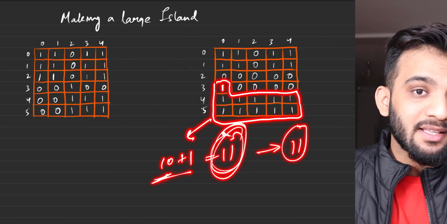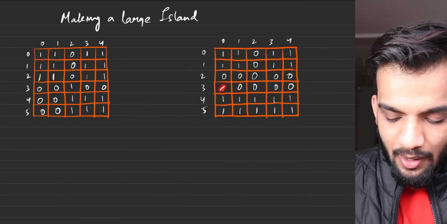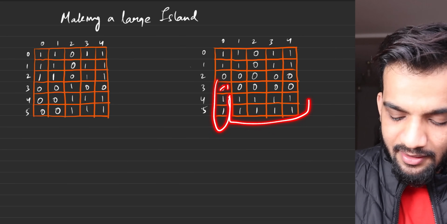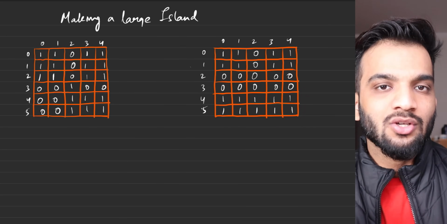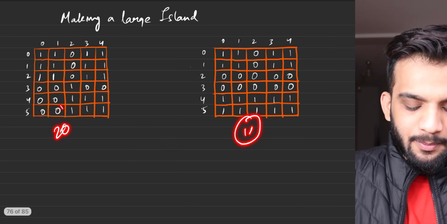It's not necessary that you have to connect component to component. You can just convert a 0 to 1, and you see it is getting connected to the sidewise component. Make sense? So the answer for this will be 11. The answer for this will be 20.